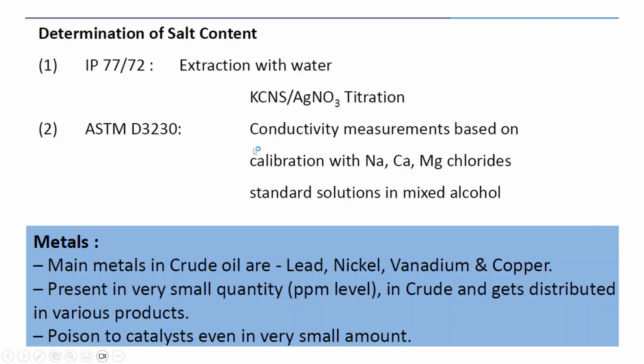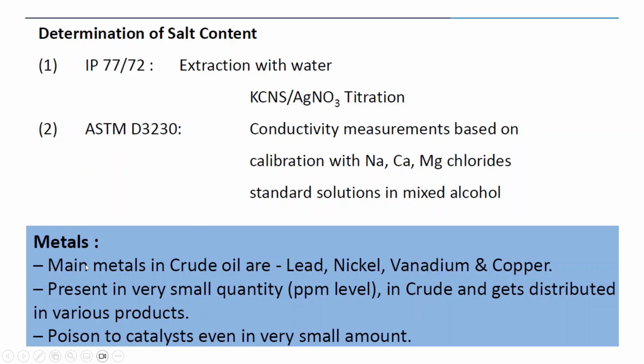Determination of salt is done in different ways. The first one is the IP 77/72 method, that is extraction with water, the titration method. And the second one is ASTM D3230, that is the conductivity measurement based on the calibration with sodium, calcium, and magnesium chlorides.